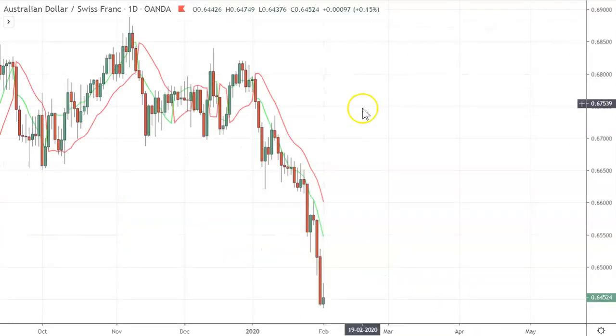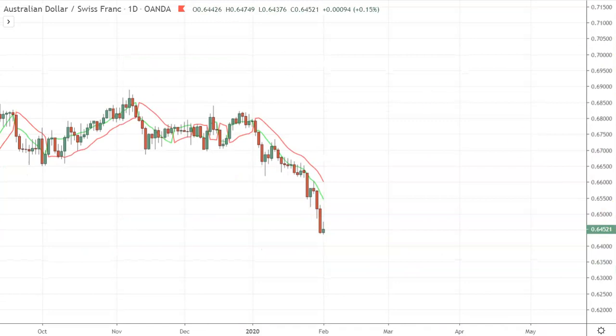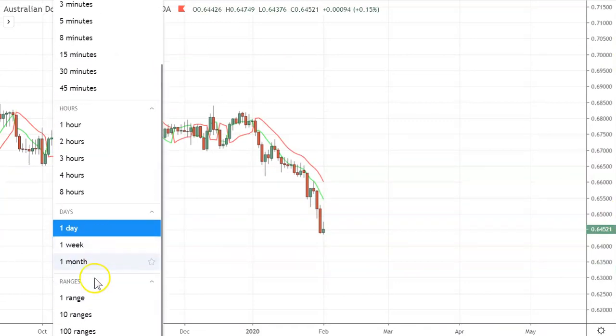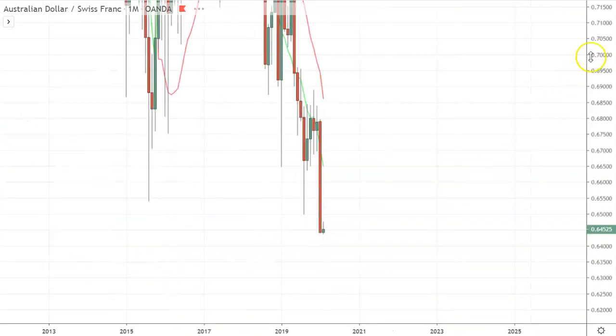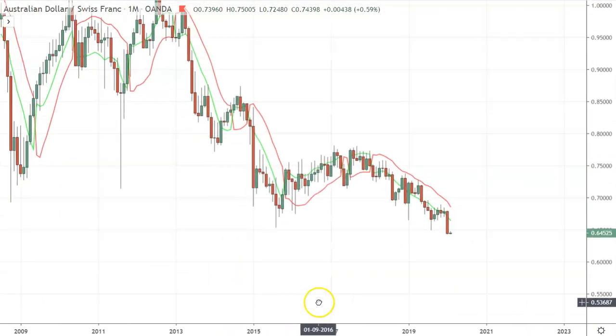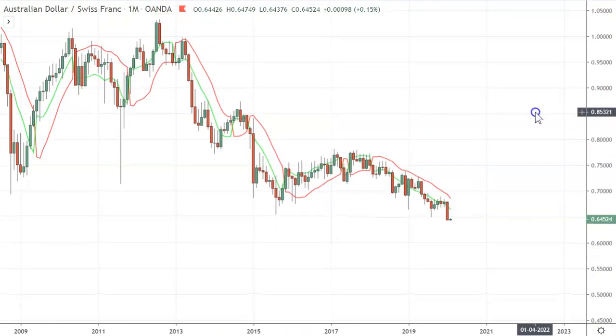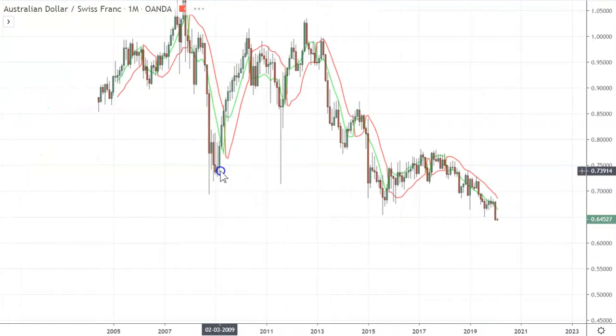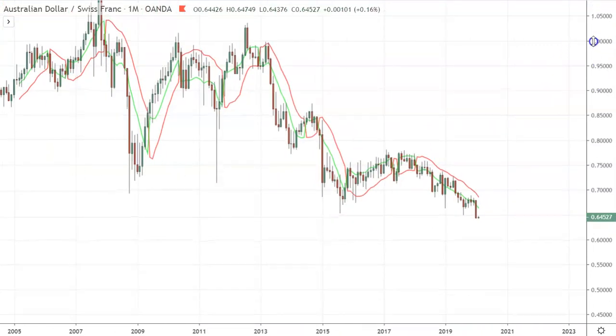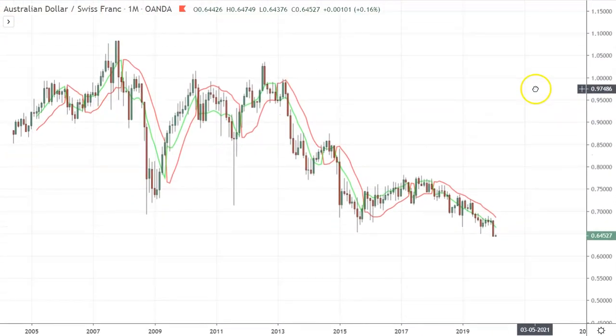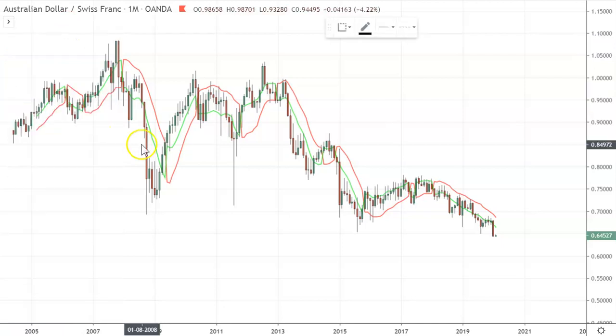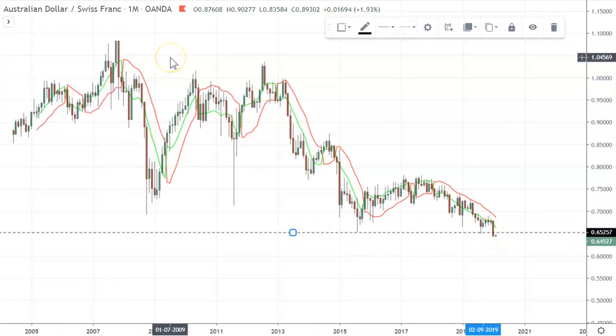Aussie Swiss is very, very interesting. If we go and have a look at the monthly chart, you'll see the big picture. Bear in mind that the Swiss economy is very strong at the moment, and I don't know about you, but I do want to get in. This is a historical low. In other words, we have not been this low before in the history of this pair.